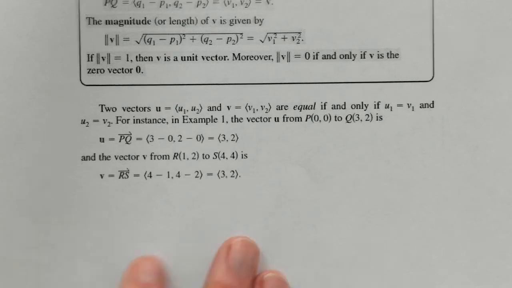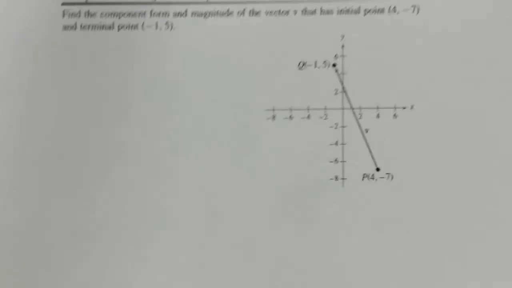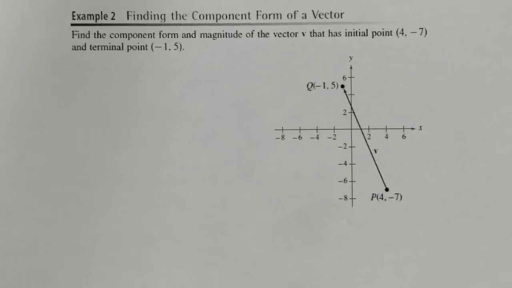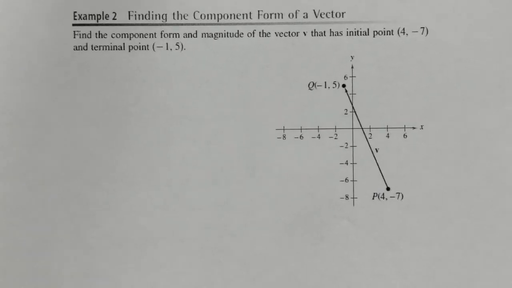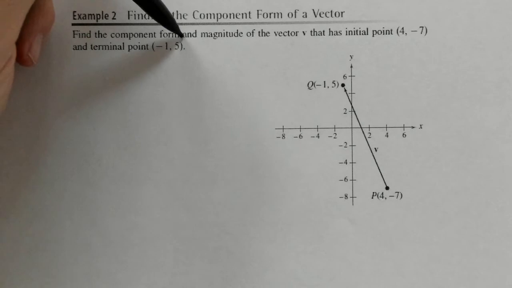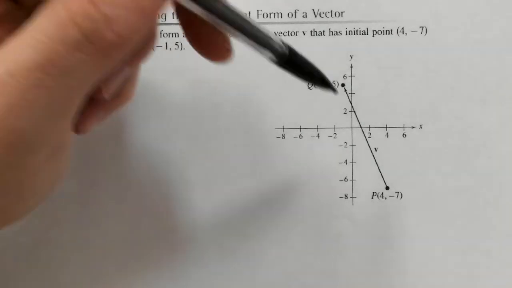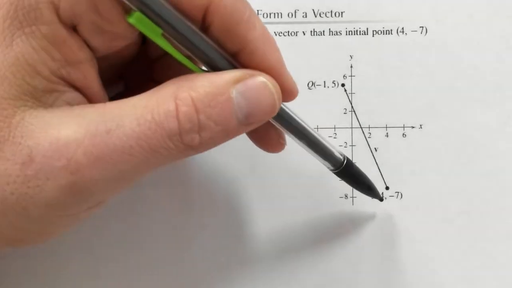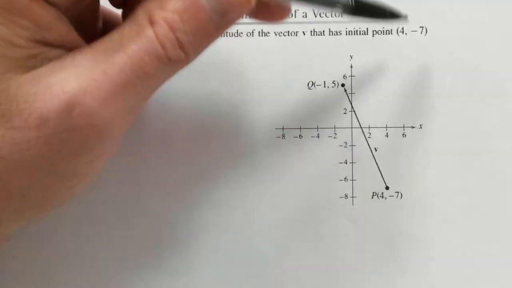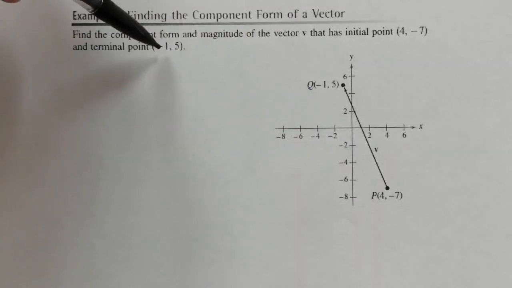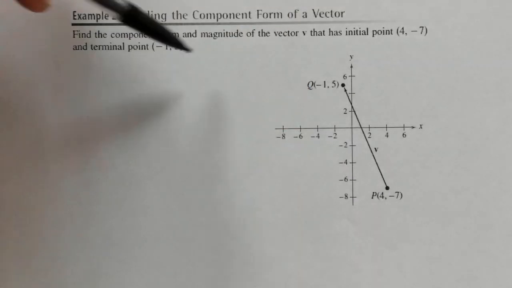Let's see. What's the main thing that we have to make sure we're able to do by the end of this lesson? Well, we need to be able to write the component form of the vector and then also find its magnitude. So we want to find the component form and the magnitude of this vector that has an initial point at (4, -7) and a terminal point at (-1, 5).